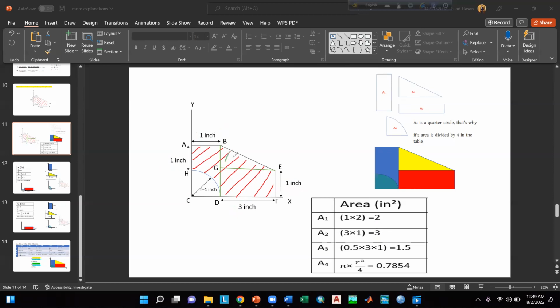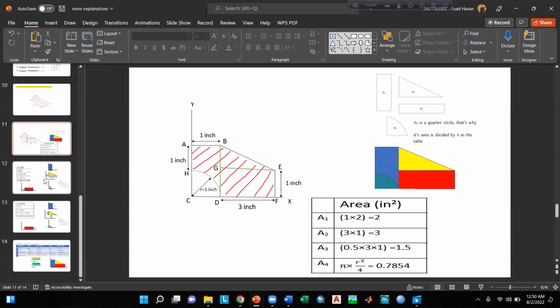Now what will be the area for this triangular portion? It will be equal to half into base, which is equal to 3 inch, and height, which is equal to 1 inch. So it will give a result of 0.5 into 3 into 1 equal to 1.5 inch square. And finally, what is the area for this circular portion? For a circle, we know that the area is equal to pi r square, but as it is 1/4 of a circle, we have to write pi r square by 4, and here r is equal to 1 inch. So finally, it will give a result of 0.7854 inch square.